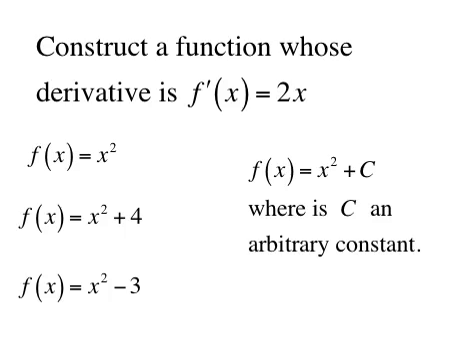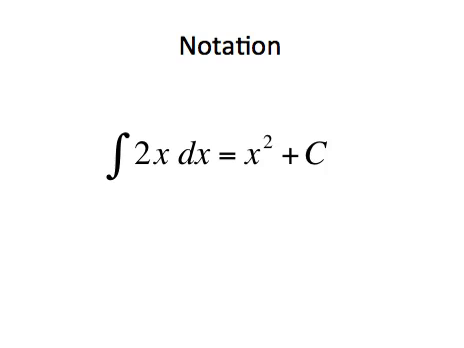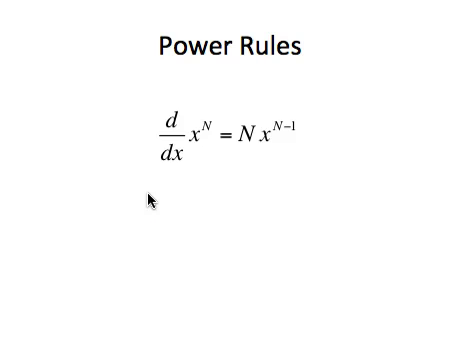constant, any number. Now the notation that we use for this antiderivative is this S symbol, or integral symbol. So the antiderivative of 2x dx, the integral of 2x, is x squared plus a constant. That is a family of functions, x squared plus c, whose derivative is 2x.